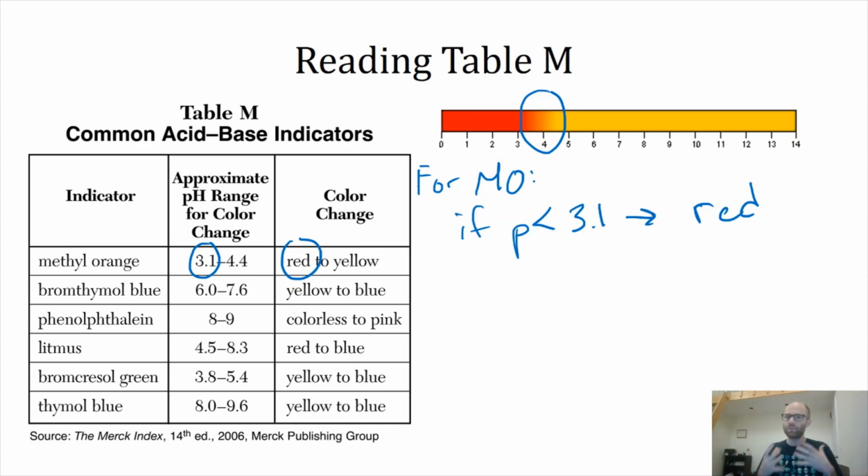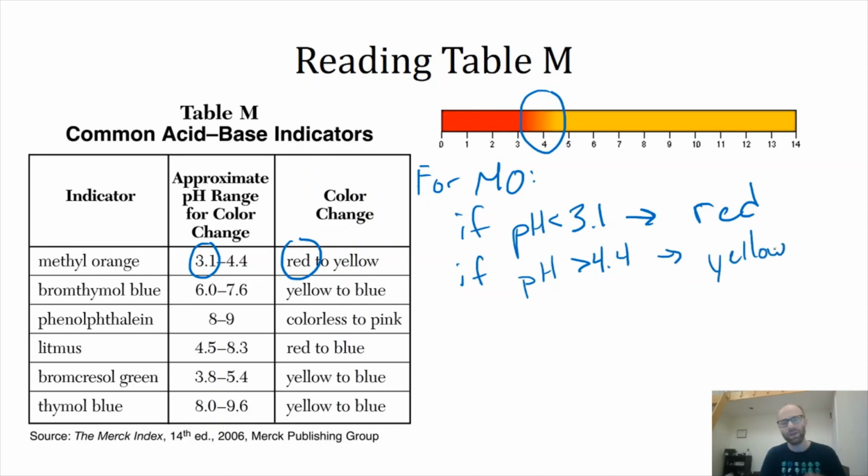And then a couple drops is enough. You don't want to have too much of the indicator, because the indicator itself does interact chemically in an acid-base fashion. So you want it to be present, but not the predominant source of all the chemistry that's going on. You just want it kind of there on the sidelines. If pH is greater than 4.4, the solution will be yellow.